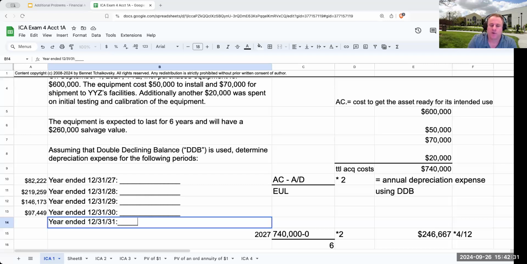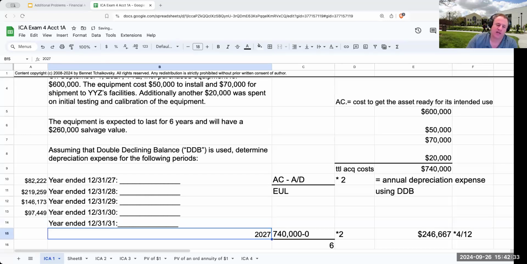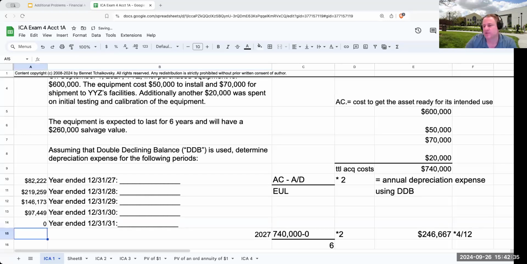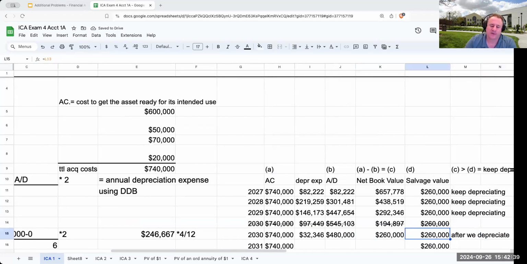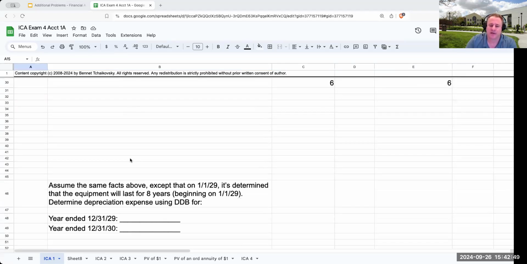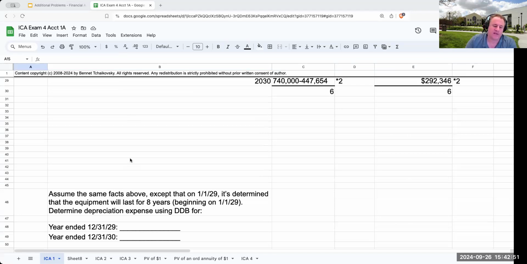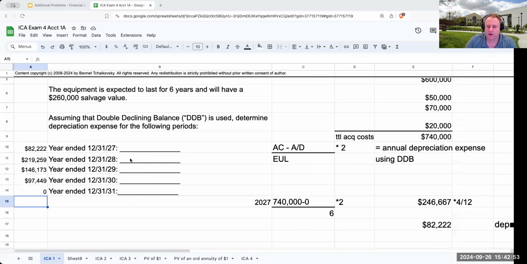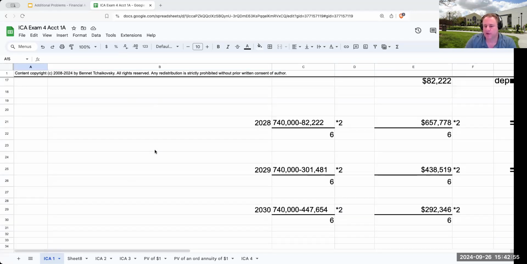Now, if I asked you to do the year ended 12/31/31, you would say over here, which I will change this problem to do, it's going to be 0. Why is it 0? Once an asset has been fully depreciated down to the salvage value, where the net book value equals the salvage value, we have to stop depreciating the asset, right? So that's how we go through and address these different questions.